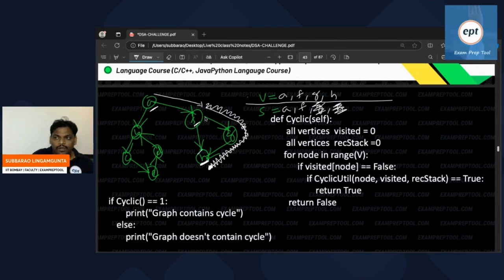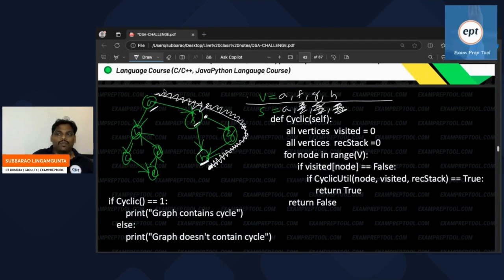Now I am at F. F adjacent, who are not visited? All are visited, so I cannot do anything. Just go back. I think F is also deleted from the stack. But one thing, F is already visited and is available in the visited array.